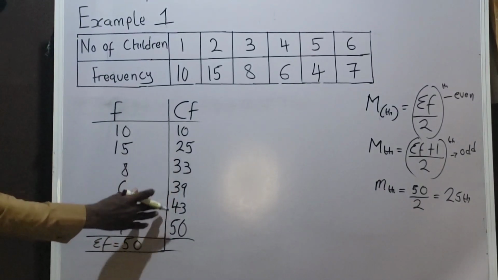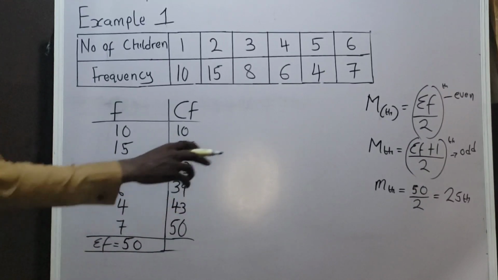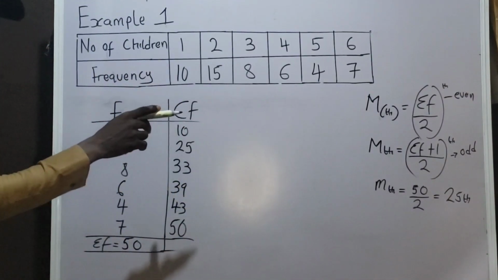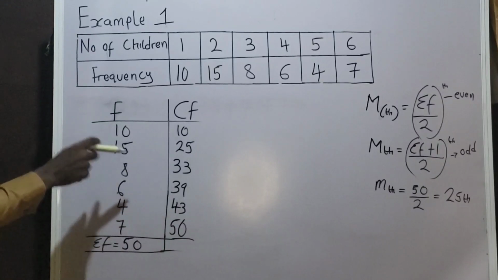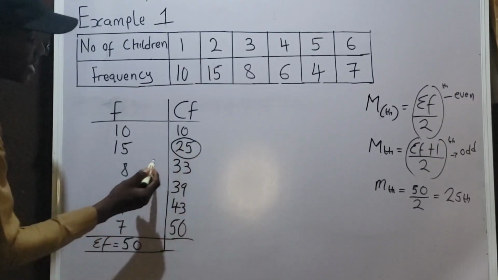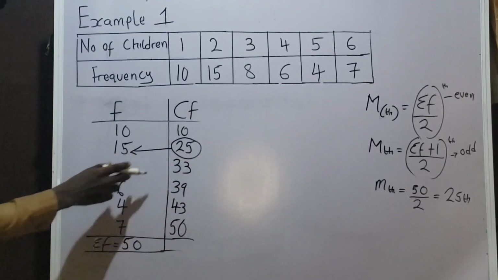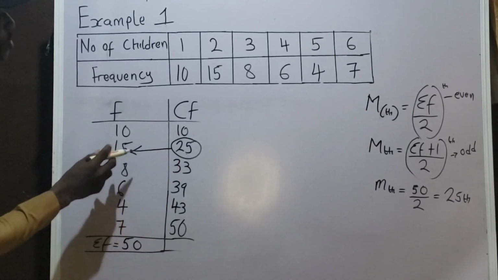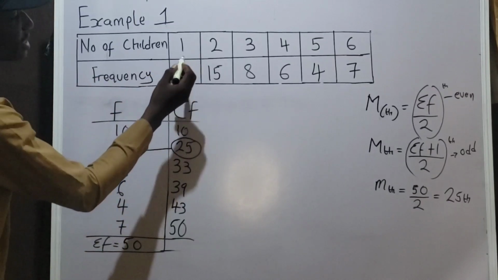Now, from this cumulative frequency table, which frequency does 25th fall into? Don't forget that our median class is what? 25th. Are you getting what I'm saying? Now, where does 25th fall among this cumulative frequency table? It falls around here. So the frequency that belongs to the position where 25th falls is 15. Yeah, it is 15.